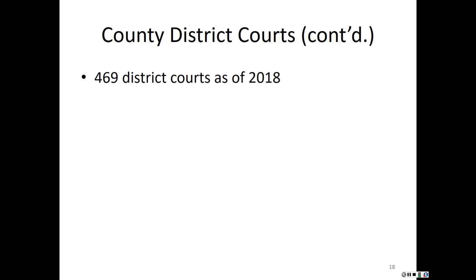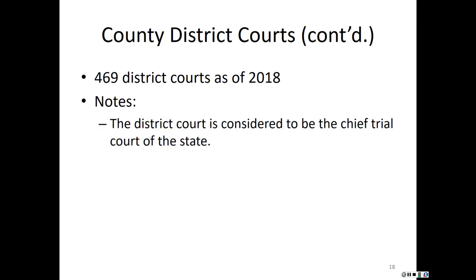469 district courts as of 2018. It's considered to be the chief trial court of the state. The district court is considered to be the chief trial court of the state. We are actually going to have more trials at this level than the other three. I'll explain why in our next video lecture, our next section.